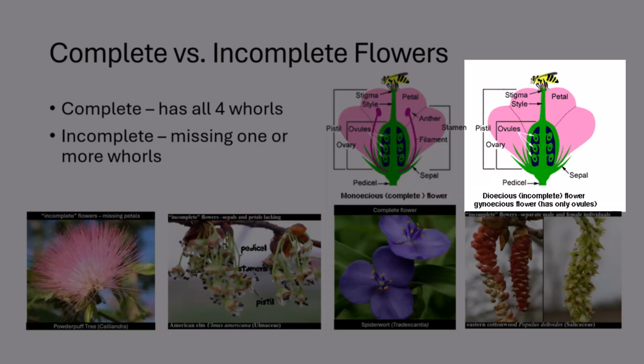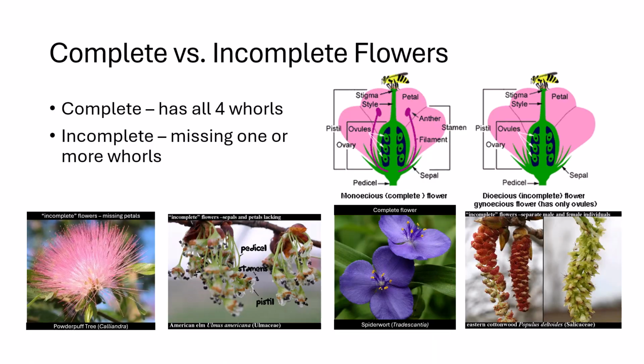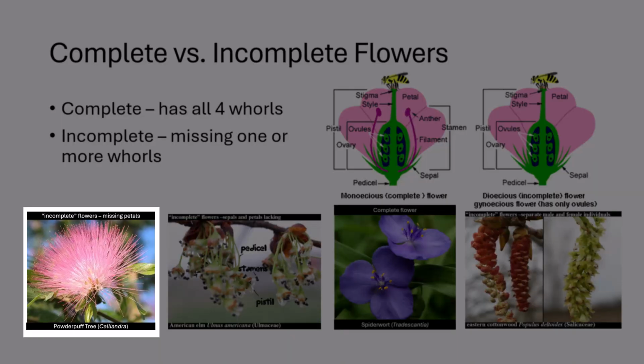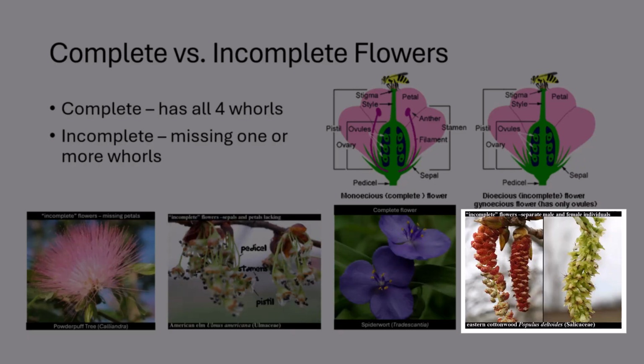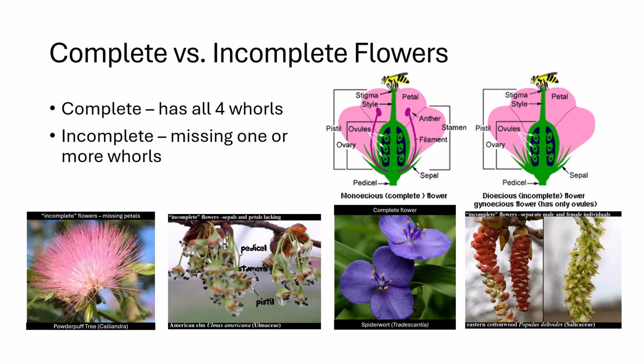An incomplete flower is missing one or more of these whorls. Maybe it lacks petals, like the powder puff tree. Those puff flower heads are actually masses of stamens. Maybe it lacks sepals. The American elm flower is missing sepals and petals. Maybe it lacks stamens or carpels. This eastern cottonwood has separate male and female flowers. This classification is purely structural. We're asking, are all four whorls present? This is different from asking whether both reproductive sexes are present. And that leads us to the next distinction.